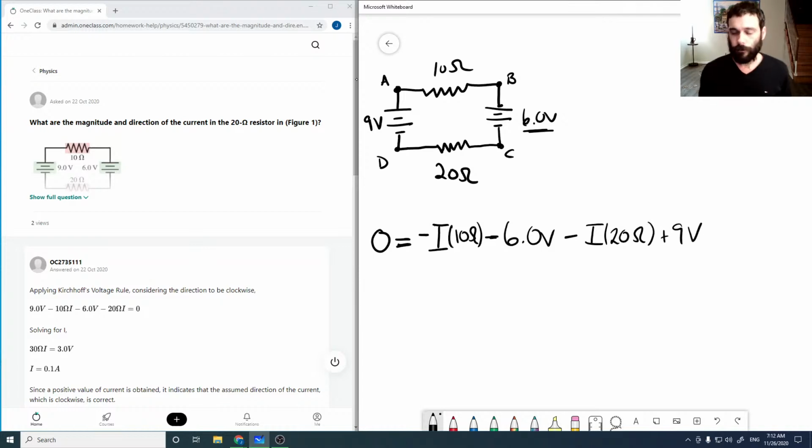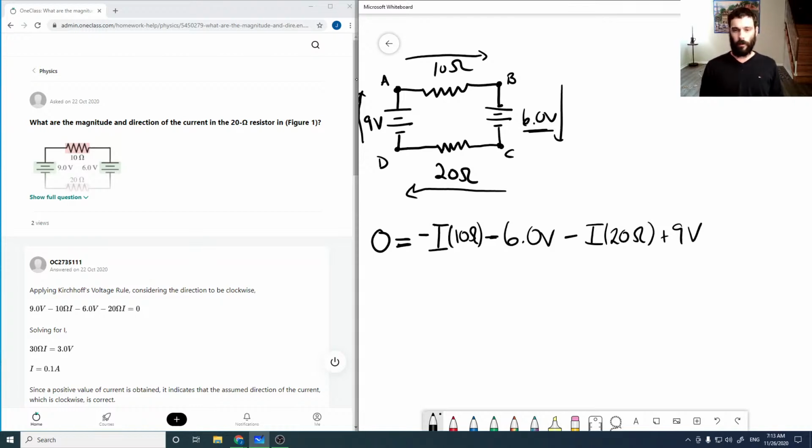And I should have said that when you go over a resistor, it's minus IR as long as it's in the direction that we're going. So in this case, we're going this way, this way, this way, as long as the current is flowing this way, I should say. So in this case, we're assuming the current's going clockwise, and so each of these resistances get negatives. If the current comes out to be negative, that means we assumed wrong and the current's actually the other direction.